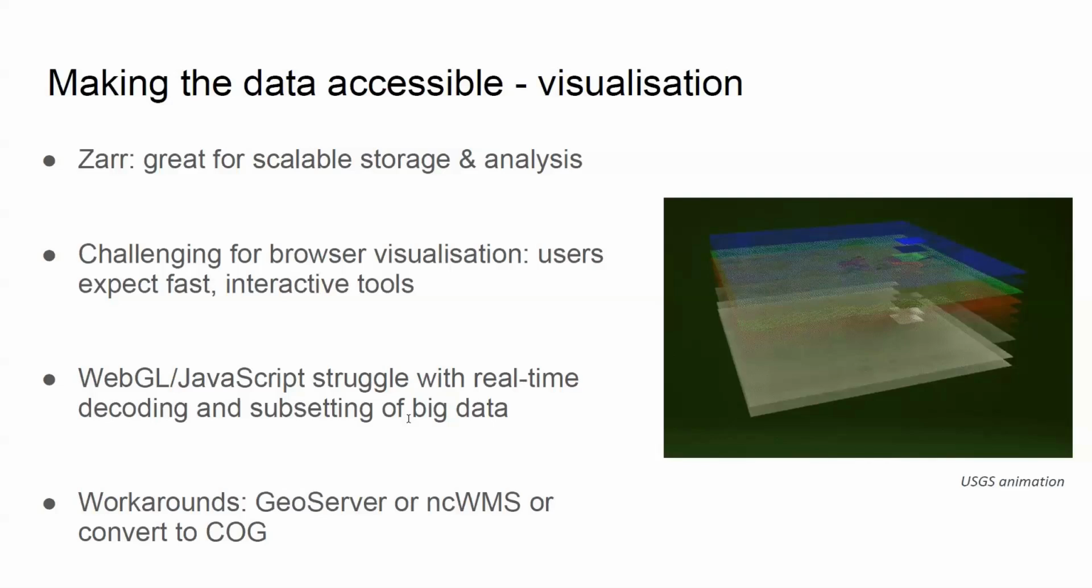For many, many years, people have used workarounds like GeoServer or ncWMS to serve the NetCDF files directly to the front-end applications. It worked really well for a long time, but I don't think that with petabytes of data on object store, this is a solution anymore. Another solution would be to convert a Zarr file or NetCDF file to millions of Cloud Optimized GeoTIFF files. This works as well, but it's really difficult to maintain.